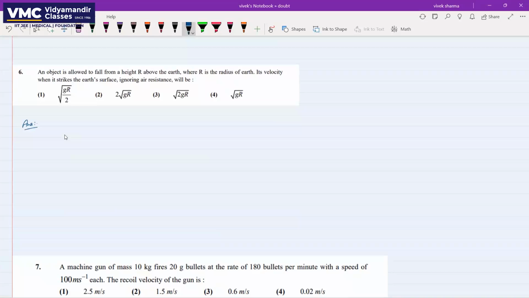Gravitation का question है. Object is allowed to fall from a height r above the Earth's surface, where r is the radius of Earth. Its velocity when it strikes the Earth's surface. Ignore air resistance. Air resistance को ignore करें. We can conserve the energy.